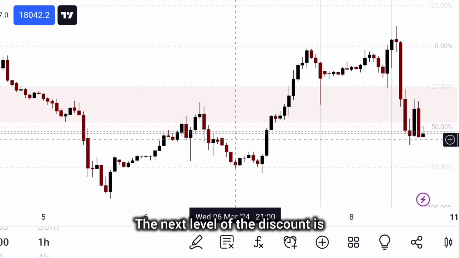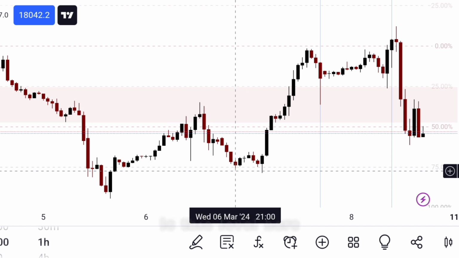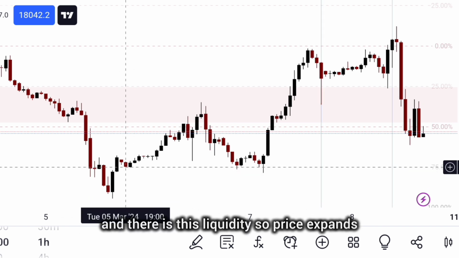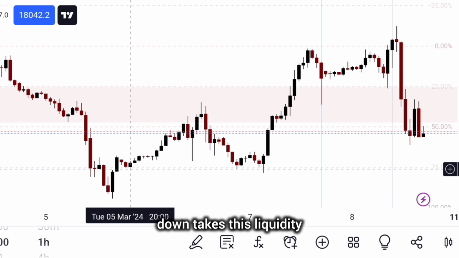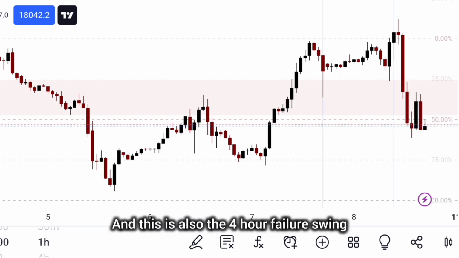The next level of the discount is this level here. There is this CB here and there is this liquidity. So price expands down, takes this liquidity, and this is also the 4 hour failure swing.